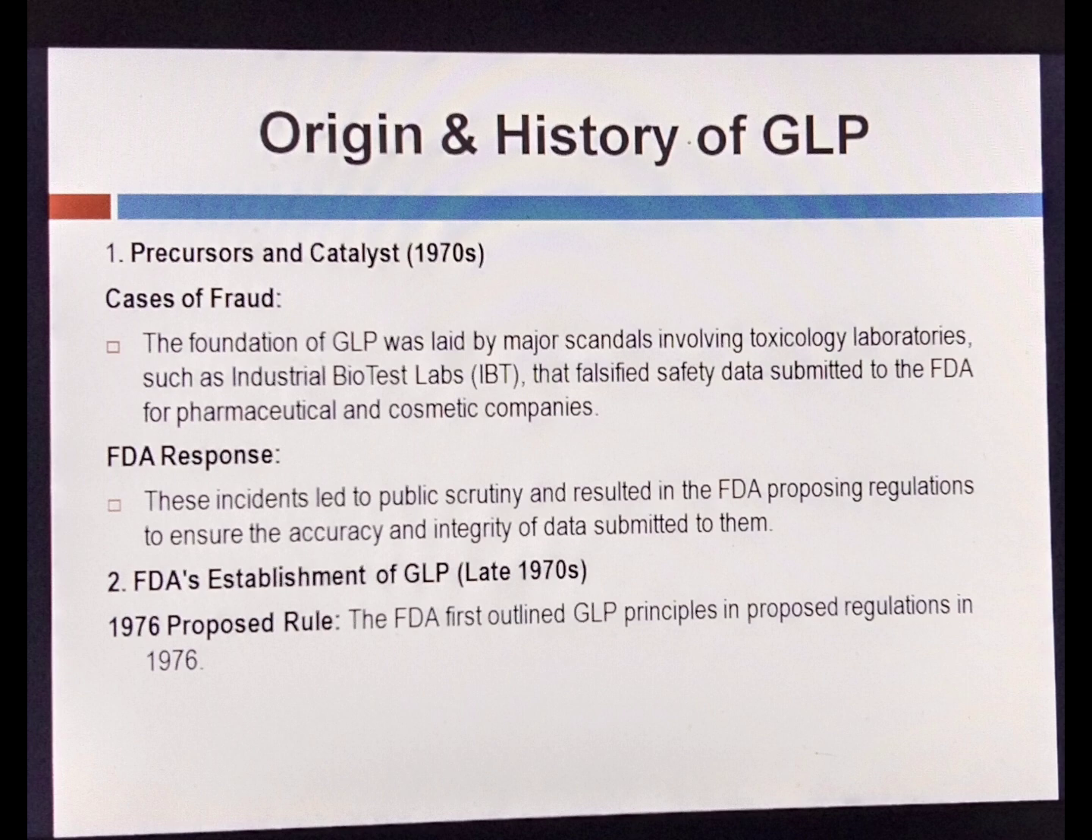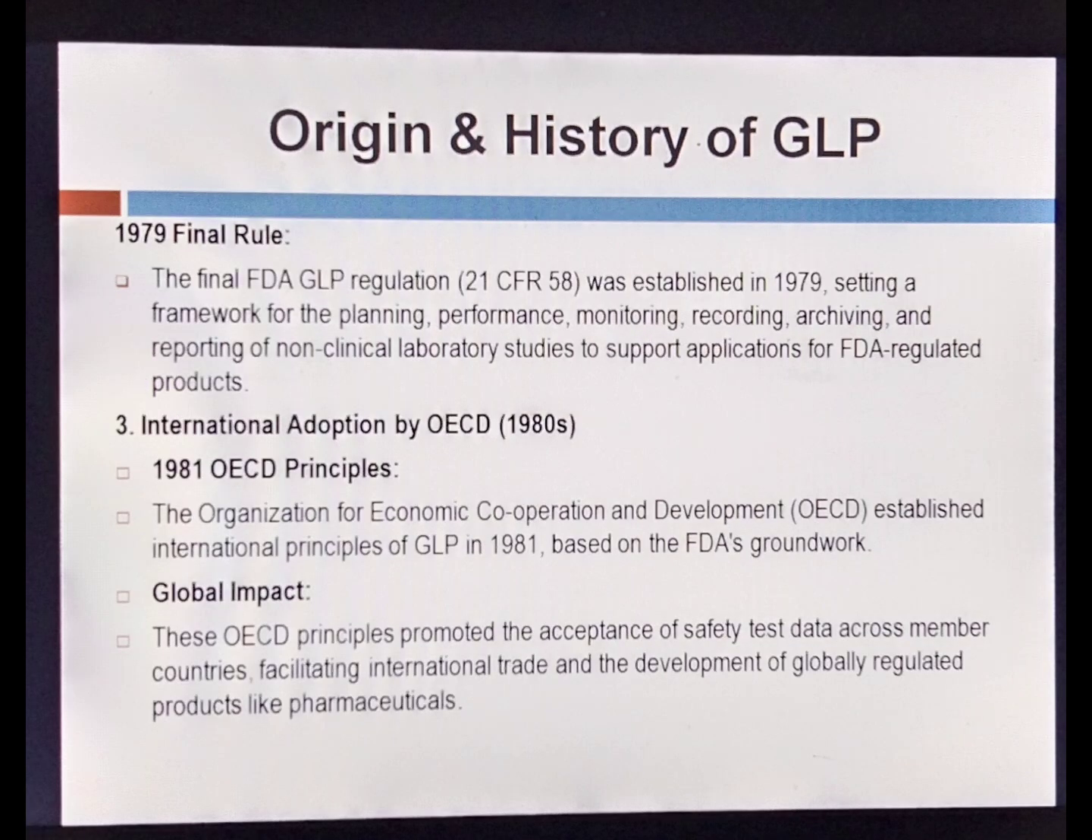FDA establishment of GLP, late 1970s. 1976 proposed rule. The FDA first outlined GLP principles in proposed regulation in 1976. 1979 final rule. The final FDA GLP regulation, 21 CFR 58, was established in 1979, setting a framework for the planning, performance, monitoring, recording, archiving, and reporting of non-clinical regulatory studies to support applications for FDA regulated products.